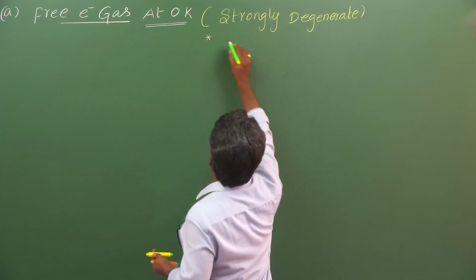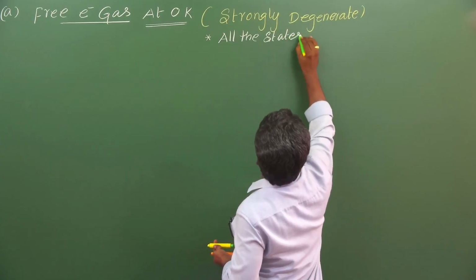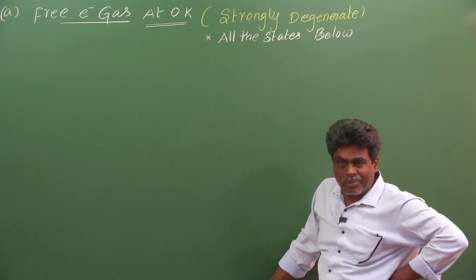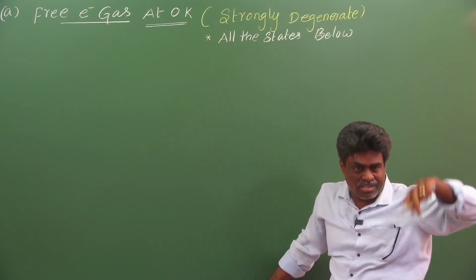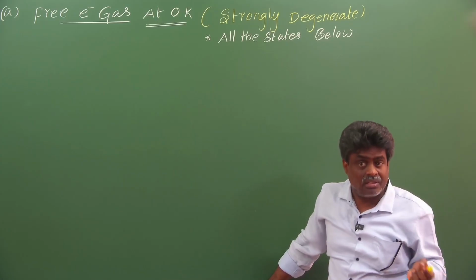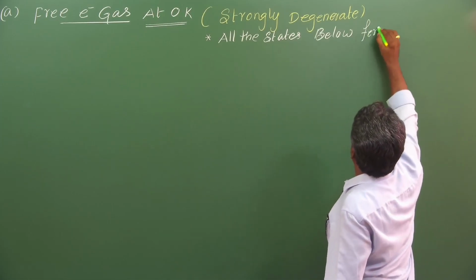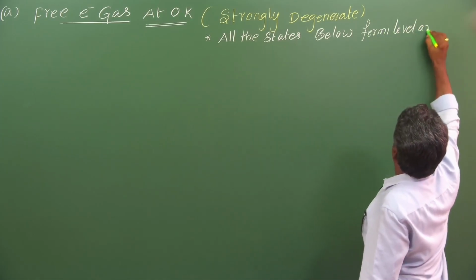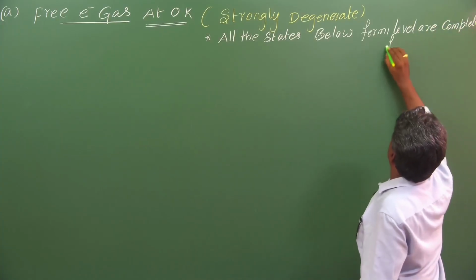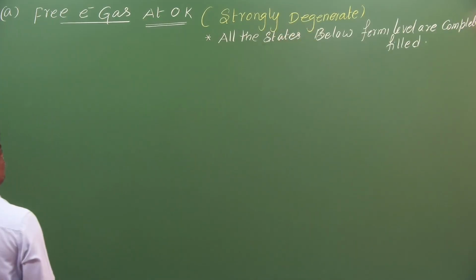Strongly degenerate means all the states below a level are completely filled. There are infinite number of states, so there must be a reference level below which all are completely filled. That level is called the Fermi level. All states below the Fermi level are completely filled. That condition is called strongly degenerate.